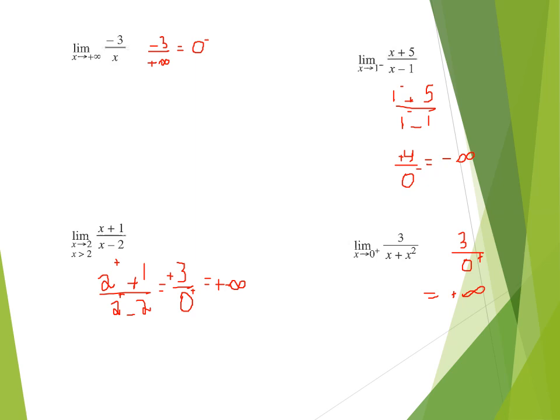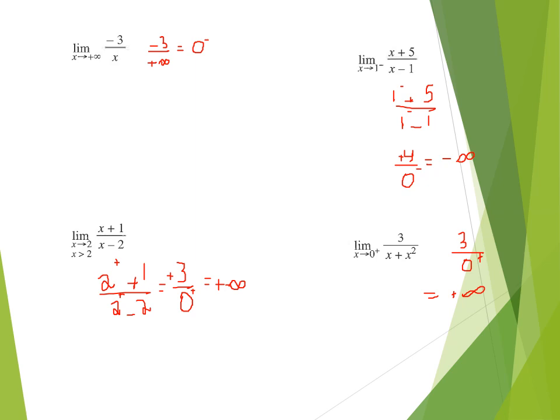Let us solve these together. So I'm going here to replace x by infinity, and let us see what will happen. I'm going to use the pen. So minus 3 over plus infinity. Number over infinity is 0. Okay, this is 0 minus, because minus over plus is 0 minus.